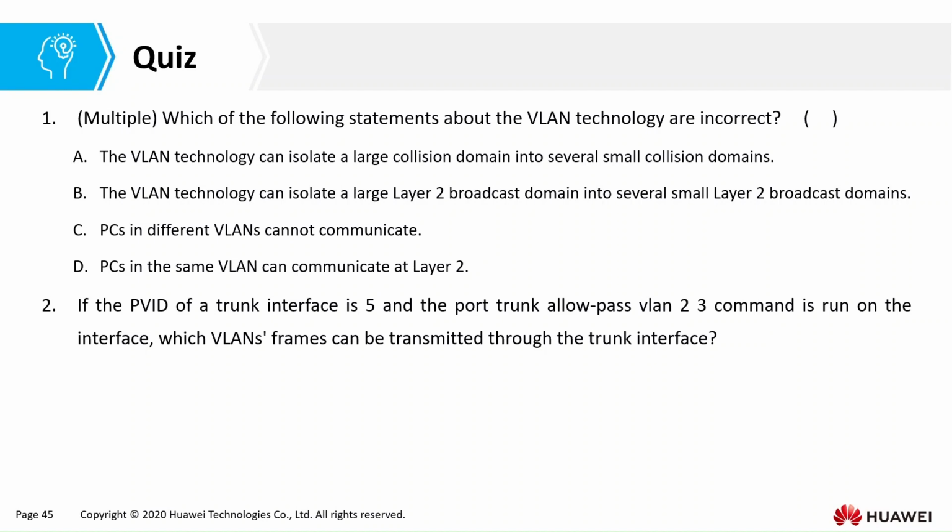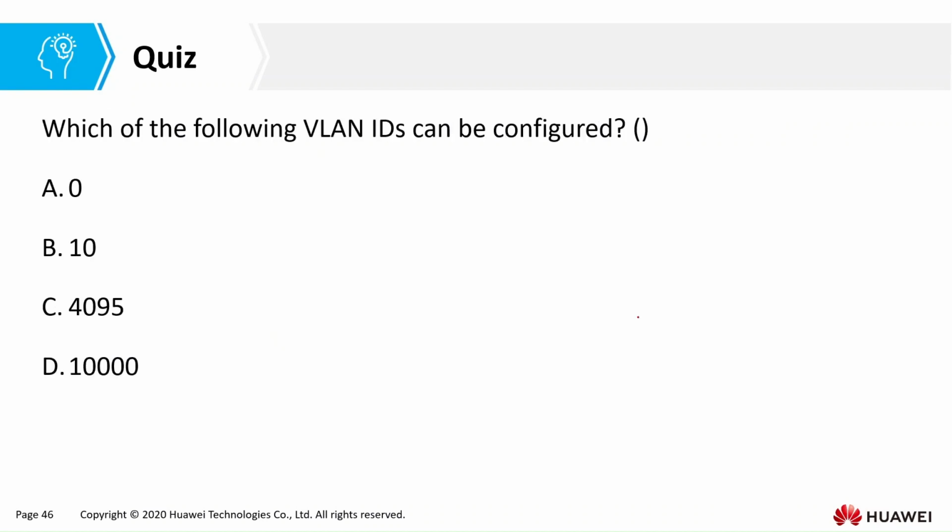So which of the following VLAN IDs can be configured? Just now we mentioned 0 and 4095 are reserved. You cannot configure them, right? So the maximum is only up to 4095, and this one is out of scope. So the only one you can configure is 10.